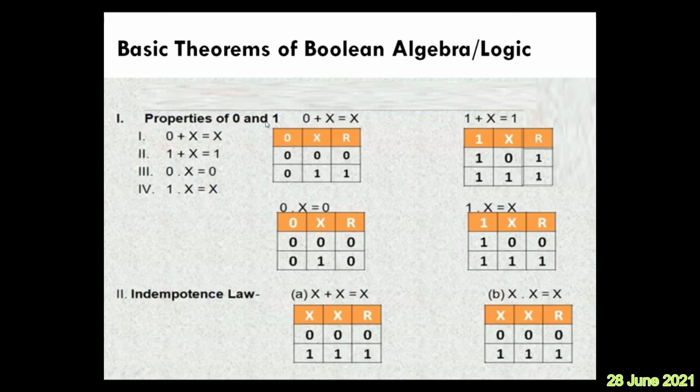Properties of 0 and 1. What it says, 0 and 1 here you can see. With any Boolean variable, if you are adding with 0, the value will not be changed. But if you add with 1, then 1 will dominate here. Understood? What is the meaning?